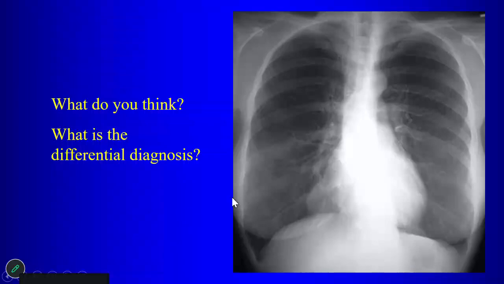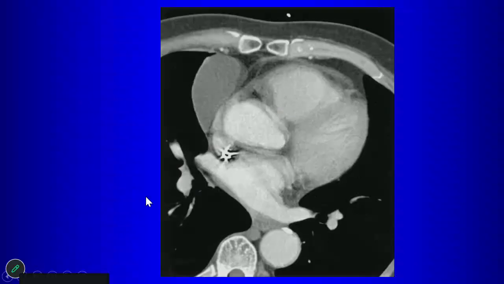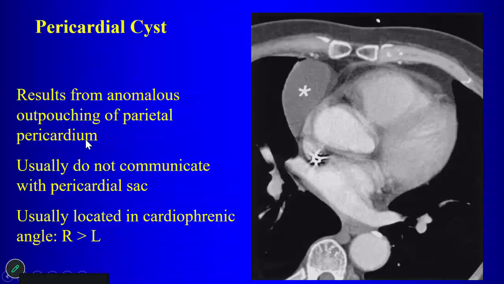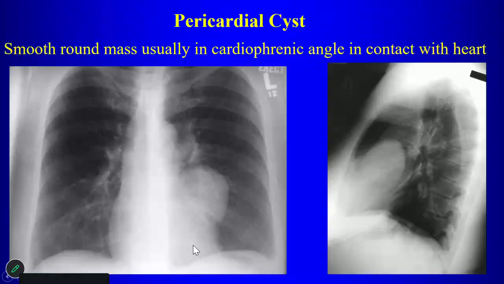Yeah, sure. Morgagni hernia can also occur there. We discussed also lymphomas, if that's lymphadenopathy from recurrent lymphoma. Okay, this turns out to be a pericardial cyst. So it's a fluid attenuation lesion that is in contact with the pericardium. These do not communicate with the pericardium. So it's like a loculated collection of fluid. That's a pericardial cyst. So it results from anomalous outpouching of the parietal pericardium. They can occur in either cardiophrenic angle, usually do not communicate with the pericardium.